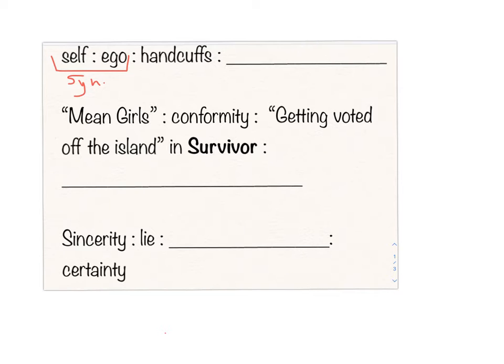So from Chip's speech, we have the word handcuffs. Well, what word from Chip's speech is a synonym? Because that's the relationship we're looking at. What is the synonym for handcuffs? From Chip's speech, he talks about shackles. So in this analogy, we have two word pairs that are synonyms. Self is to ego as handcuffs is to shackles.